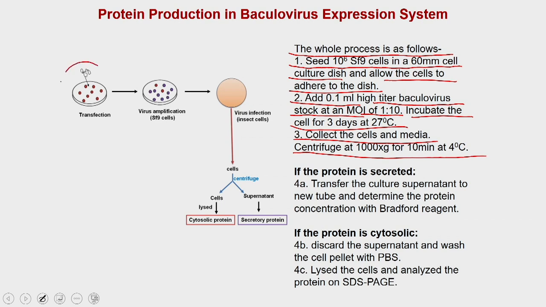So the first step, you do plating in 60 mm dishes and allow the cells to adhere, and then you make the single layer. Then you do the infection with the help of the baculovirus at an MOI of 1 to 10. Once these cells are infected, then what you do is you culture them and collect the supernatant as well as the cells. Now you have the options.